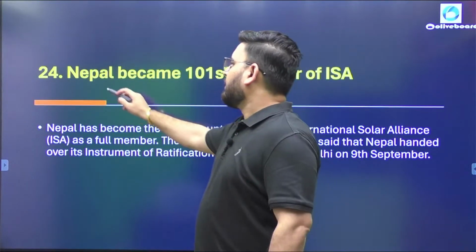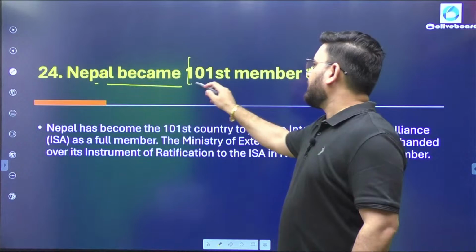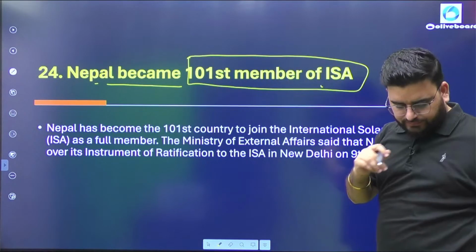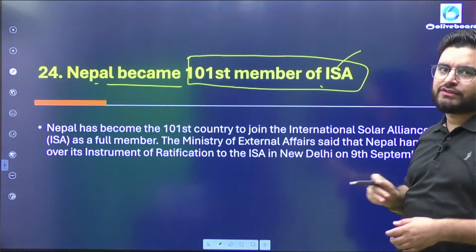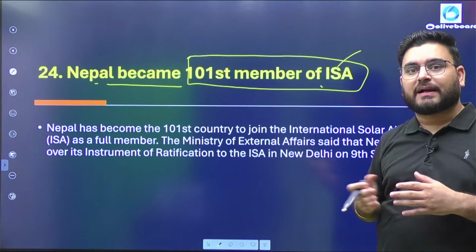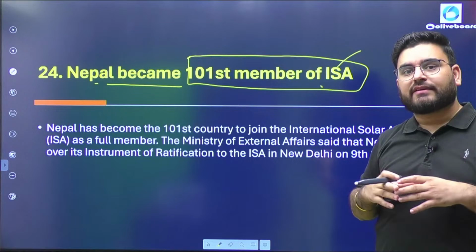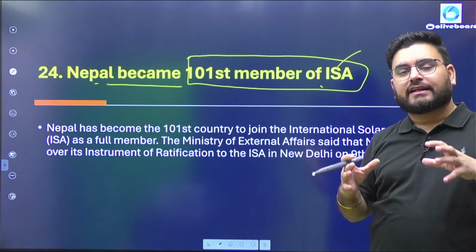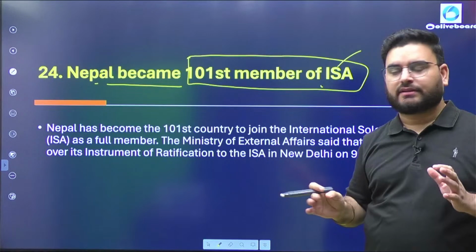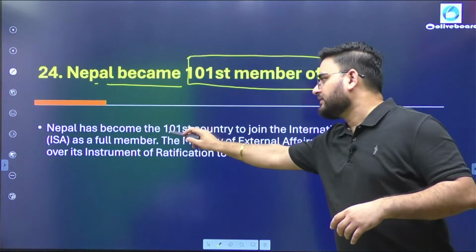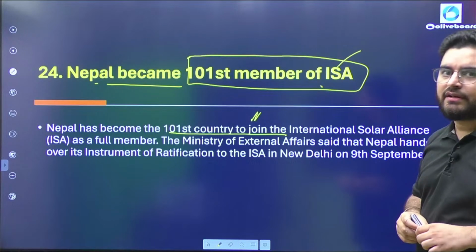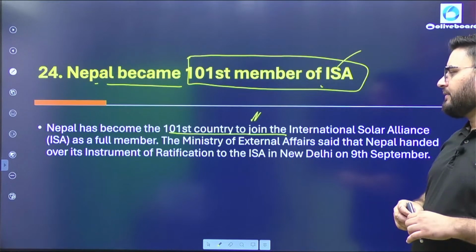So moving on to the next news. Nepal becomes the 101st member of ISA. ISA is the International Solar Alliance. Previously we were talking about the Conference of Parties. In COP21 Paris, India and France mutually decided to create the International Solar Alliance. So Nepal has joined this group. It has become the 101st country to join it as a full member, right?